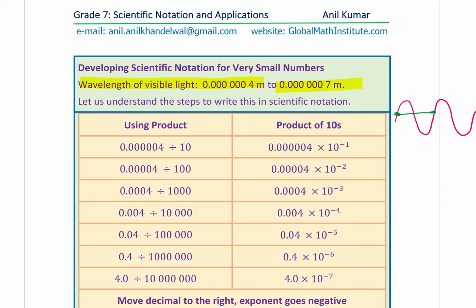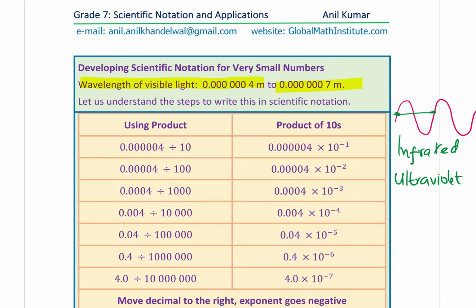Visible light is always between two particular ranges. We say infrared and ultraviolet.